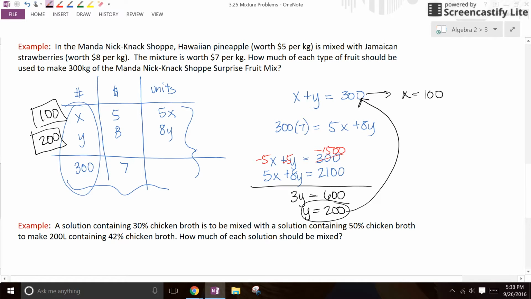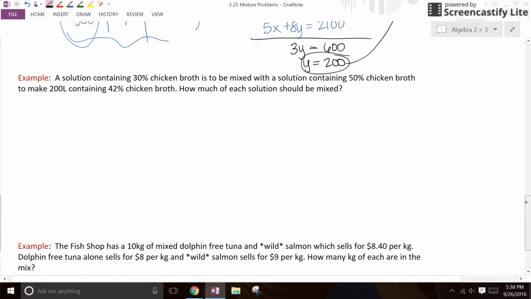And so that's what I would say. Here's your pineapple, get that much, and here's your strawberries, and you are now going to have 300 kilograms of a mixture that is worth $7. So again, this thing will work left and right. It's just awesome the way it works out.